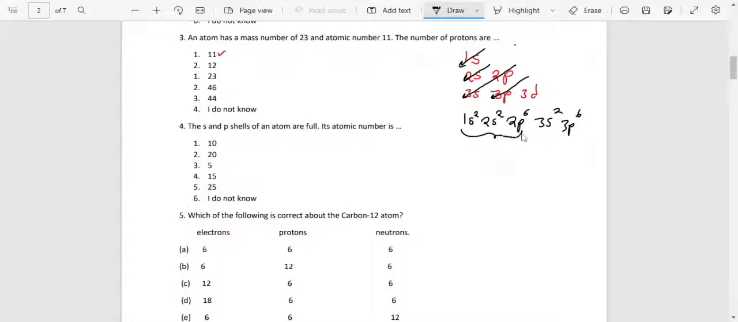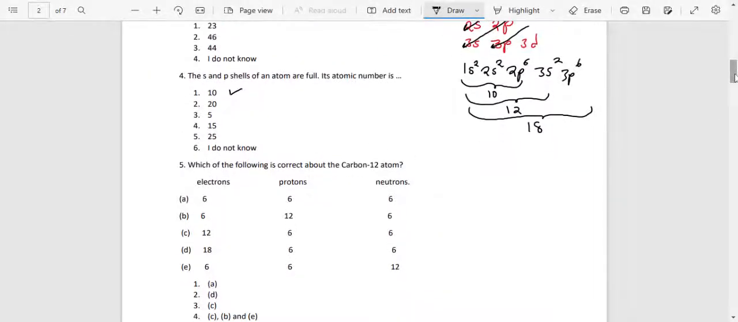So if we fill the 1s, 2s, and 2p, this is going to give us 10 electrons. We will fill the s and the p. Or if we fill the 1s, the 2s, the 2p, and the 3s, that is going to give us 12 electrons. If we fill everything here, 1s, 2s, 2p, 3s, and 3p, that is going to be 18 electrons. So from these, which one is present in the options? I'm able to see that it is 10. So that is 10 electrons.